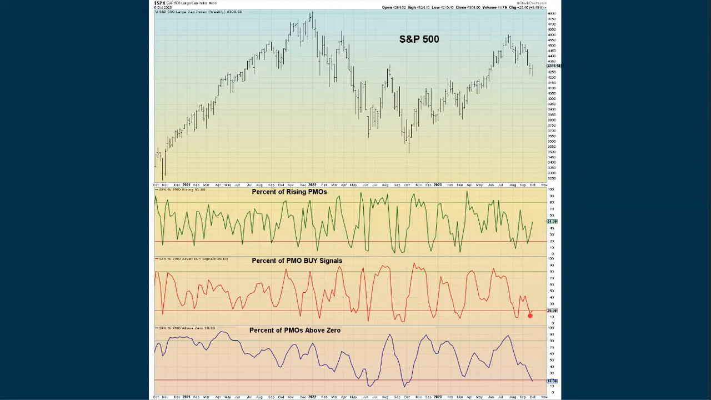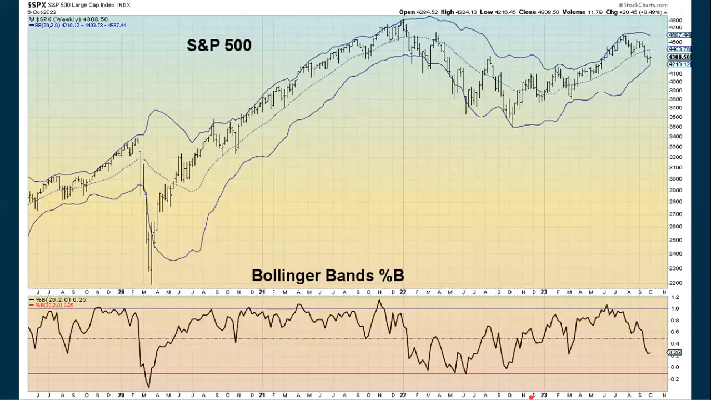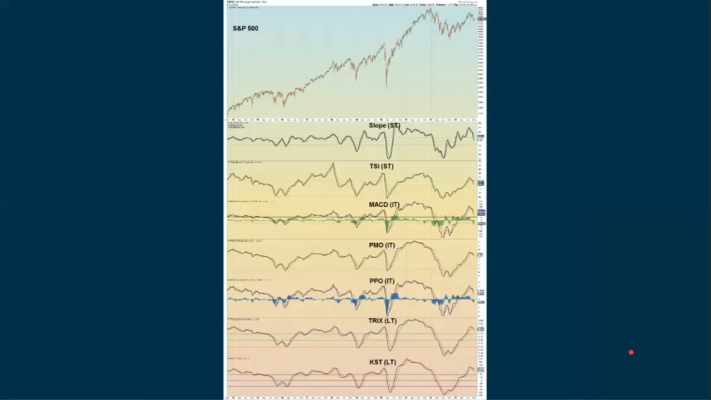After being slightly extreme negative, we're turning back up with the buy signals. We're starting to go extreme negative with the PMOs that are above zero, and we're seeing kind of the same thing here on the daily charts. The Bollinger Bands, as represented by the percent B, measure when we go above the upper Bollinger Band or below the lower Bollinger Band. We're below the midpoint here, so that means we're more negative, but we're not getting an extreme reading here.